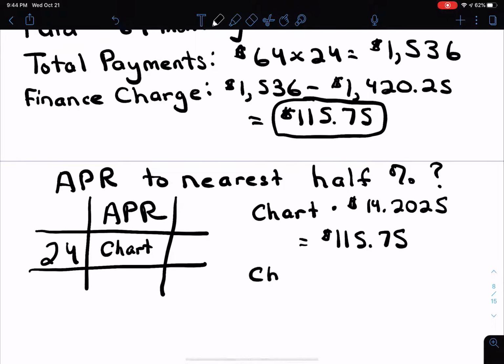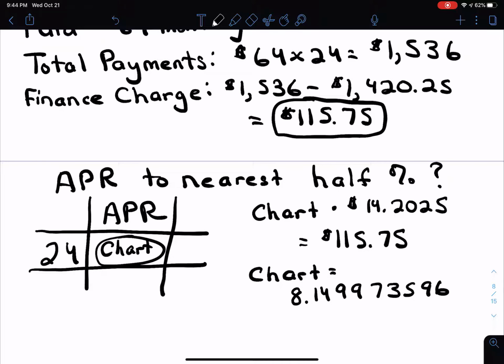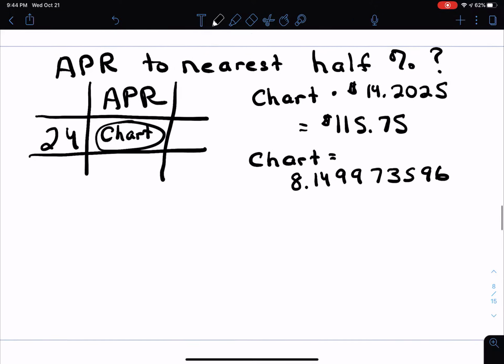So the chart number, we just need to do a little division. What's the chart number supposed to be? 115.75 divided by 14.2025. So the chart number would be 8.149973596. That would be this number here. So if we want to know the APR, we're going to have to kind of use this chart in reverse of what we normally would do.